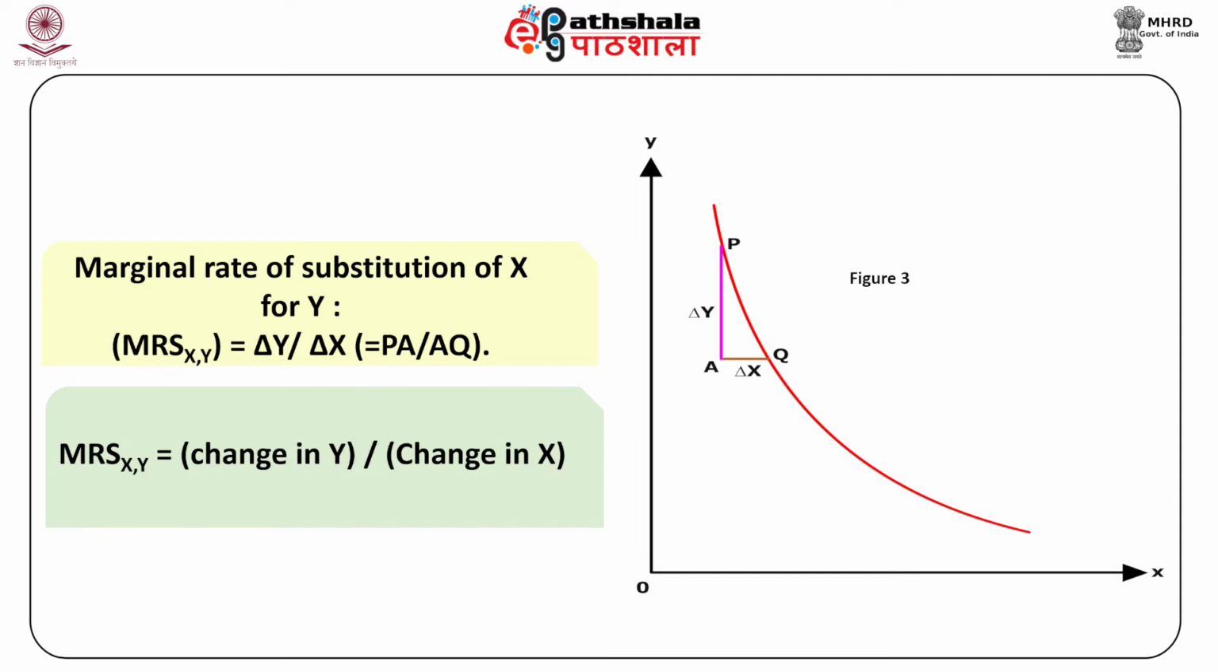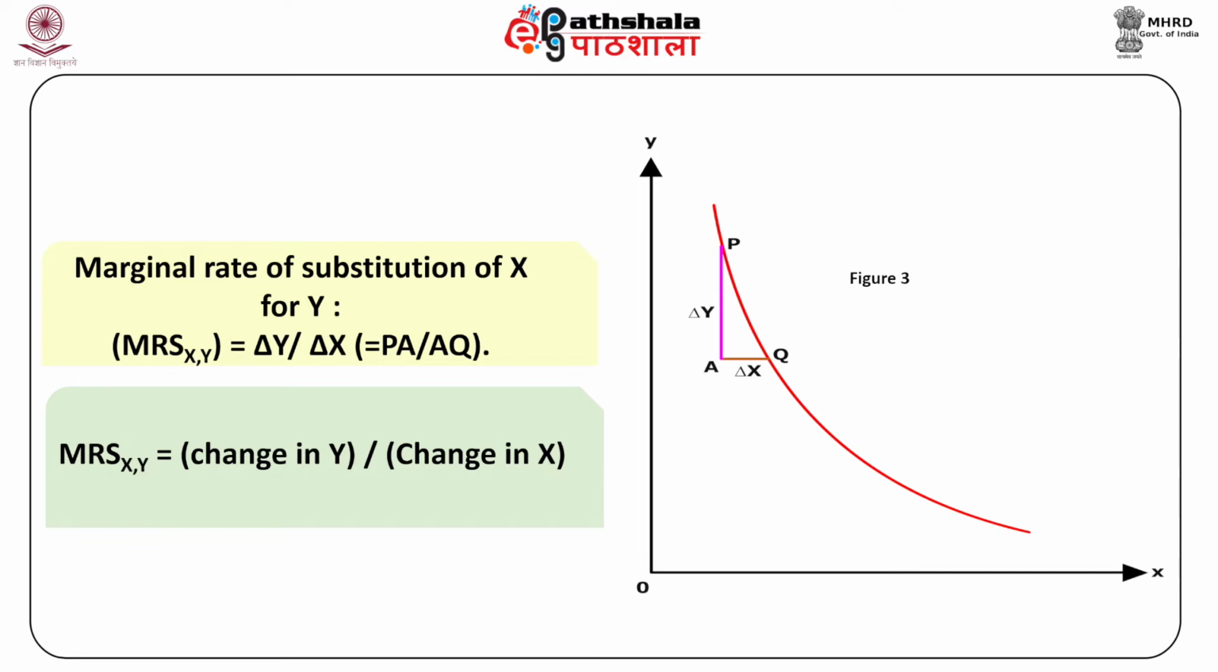When a consumer moves from point P to Q on this indifference curve, he sacrifices delta y for delta x and remains at the same satisfaction level. This means the marginal rate of substitution of x for y, MRS, is delta y divided by delta x, equal to PA divided by AQ. Marginal rate of substitution between x and y is equal to change in y divided by change in x.